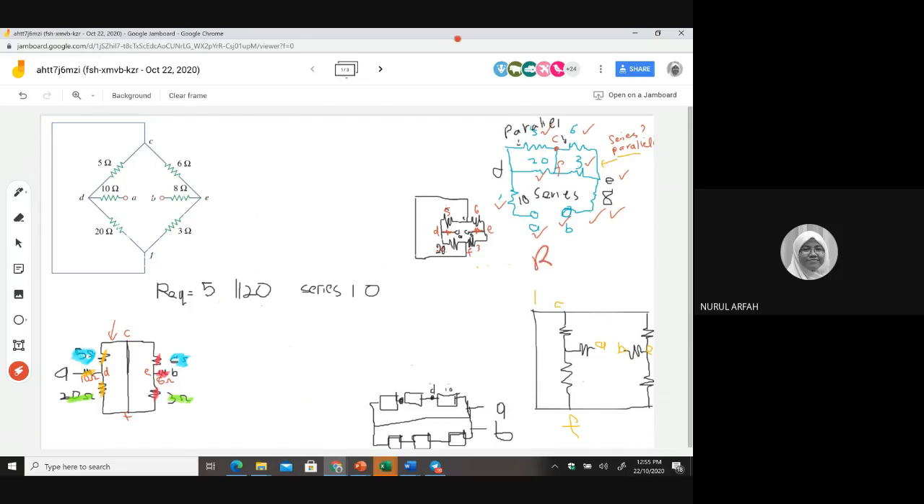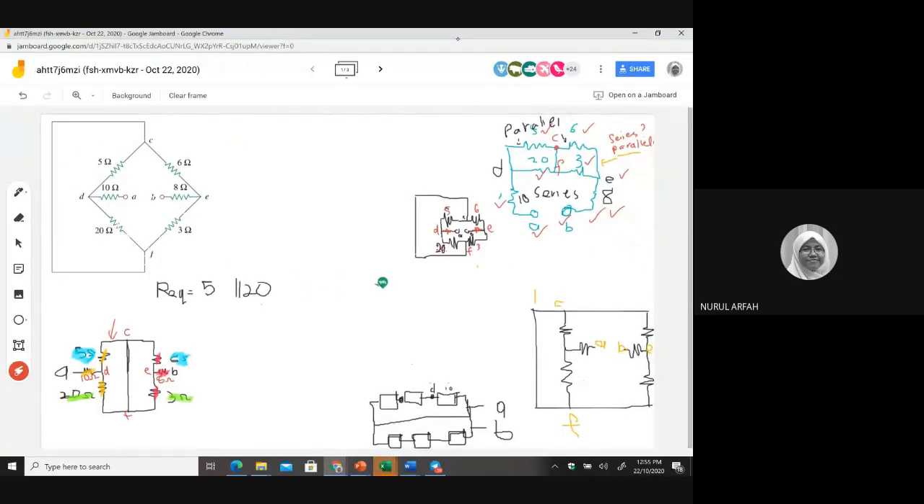If resistor in series, you can add or what? Resistor in series, you can plus, add together. Okay. Resistor in parallel, you can do what? The parallel rules. Okay, good. Do not forget bracket. Please do not forget bracket. Okay, very good.